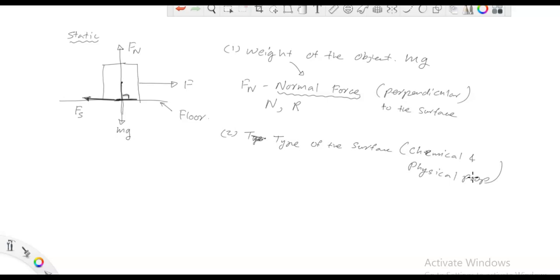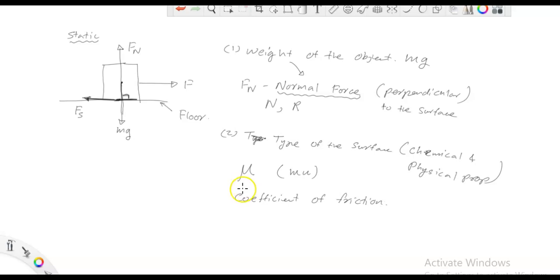So to denote all these surface properties, we use a term called mu. This little U-like thing with a longer one side. It's a Greek letter pronounced as mu. This is called the coefficient of friction. So this coefficient, mu, is just a number. It summarizes all these chemical and physical properties between the two surfaces.